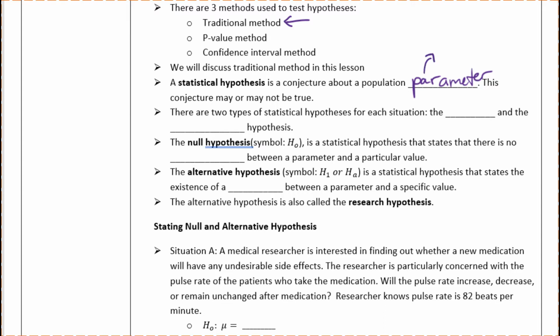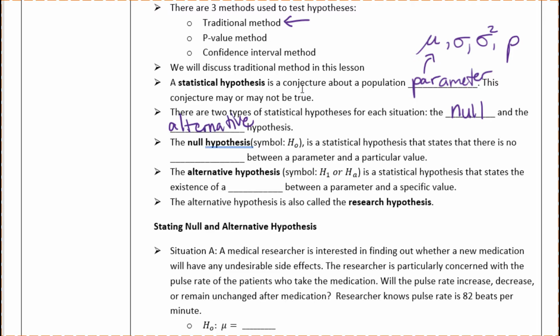So some examples of parameters are the population mean, population standard deviation, population variance, and the other one that we mentioned was population proportion. So those are the things that we want to study depending on the context. And then this conjecture that we claim may or may not be true. That's what we want to test. So there are two types of these hypotheses that we set up. There's the null hypothesis and the alternative hypothesis.